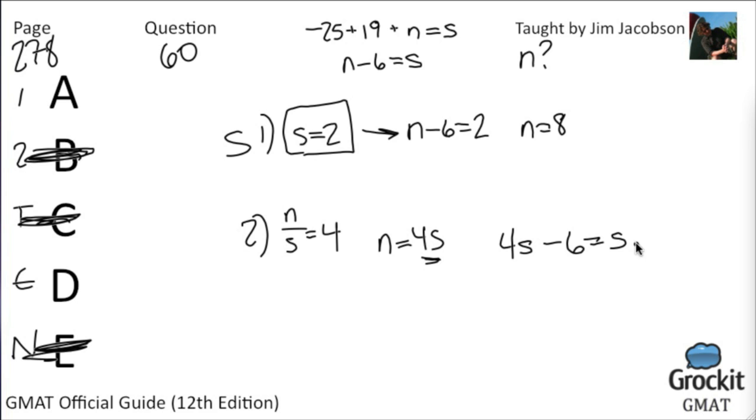So then we subtract an s from both sides and add a 6 to both sides. We get 3s equals 6, and then s equals 2, which is in keeping with our original equation. Remember, when the two statements are sufficient, they will get you the end result. So n minus 6 does equal s still. That's a way of kind of double checking.